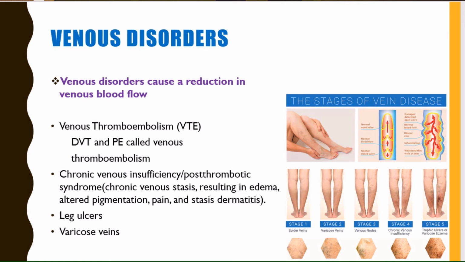Now we're going to look at venous disorders. So now the problem is venous blood flow. We were looking at arterial blood flow, now it is venous blood flow. So venous thromboembolism includes both deep vein thrombosis or DVT and PE or pulmonary embolism that happens in the lungs. So deep vein thrombosis is in the deep veins of the extremities. Most of the time it is the lower extremity, but it can happen in the upper extremity too. A clot from the deep vein can travel to the lungs and the patient will develop pulmonary embolism.